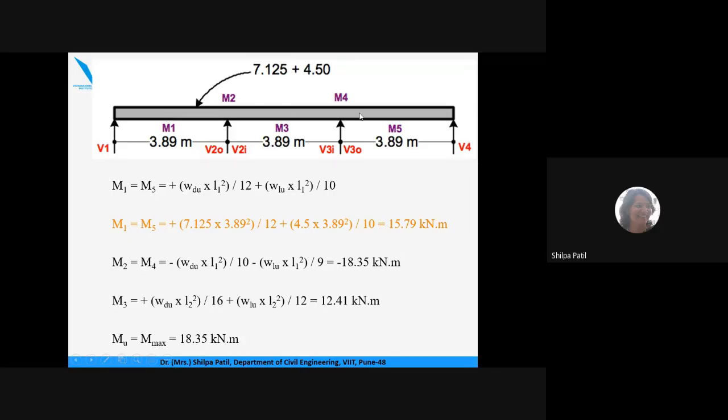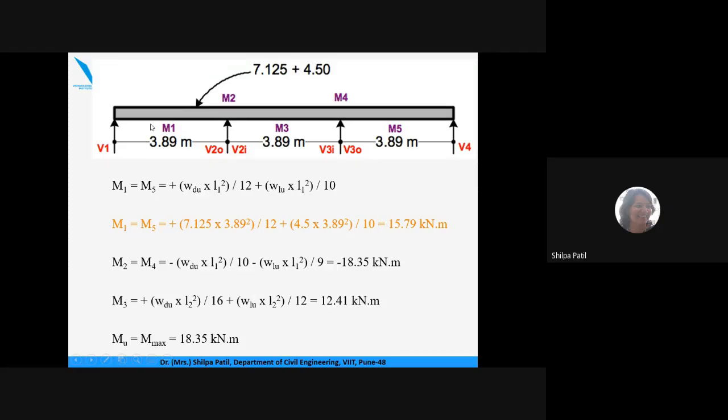Now, luckily on every span we have the same load, 7.125 is the dead load and 4.5 is the live load. Is that correct? What was the dead load and what was the live load? Yes, the first one is dead load. So this is dead load and this is live load, and all the 3 slabs are subjected to the same loading.